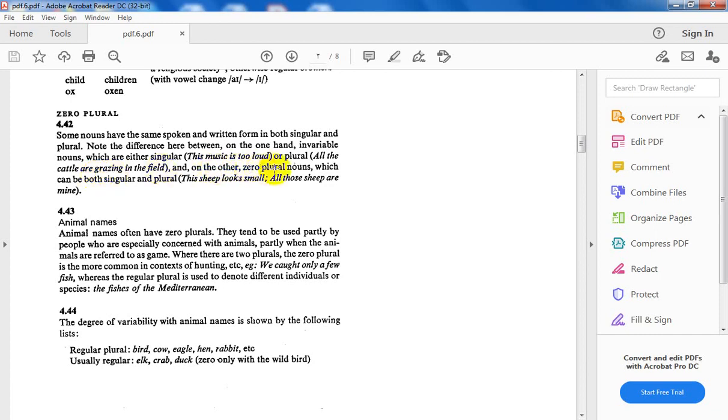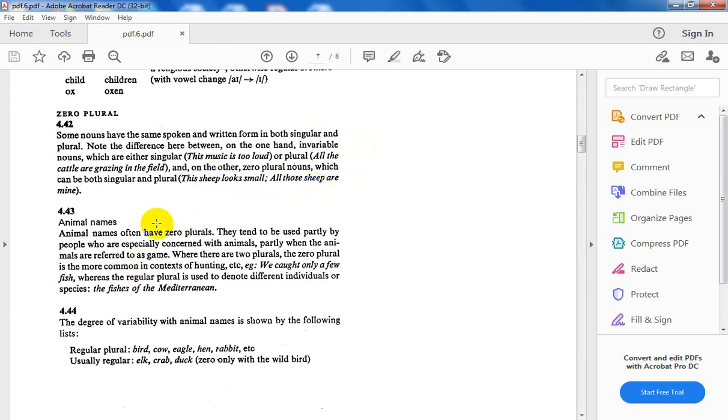But if I look at what is called zero plural nouns, they can be both singular and plural. You see? Like this sheep looks small. Sheep, one. So what? Looks. It is singular. All those sheep are, see, sheep here is the same. This is plural, this is singular. It is the same form, used singularly once and in the plural the other time.